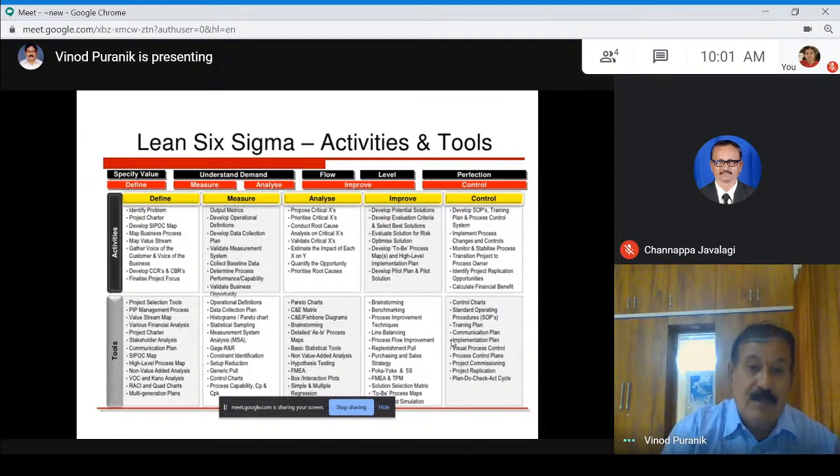When you come to measure, again there are many activities you have to work on. There is the output matrix. Then validate the measurement systems. Then collect baseline data. Then develop the operational definitions, determine the process, then performance capability. Those are the activities you have to do. For that, there are so many tools available for measurement, like statistical sampling, measurement systems, constraint identification, control charts, process capability. There are many tools available for measuring things.